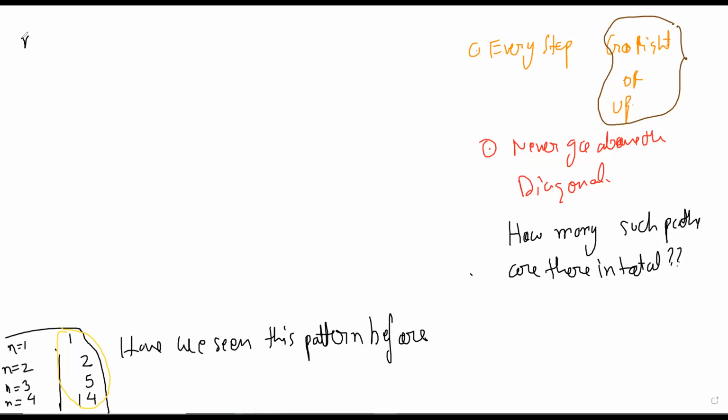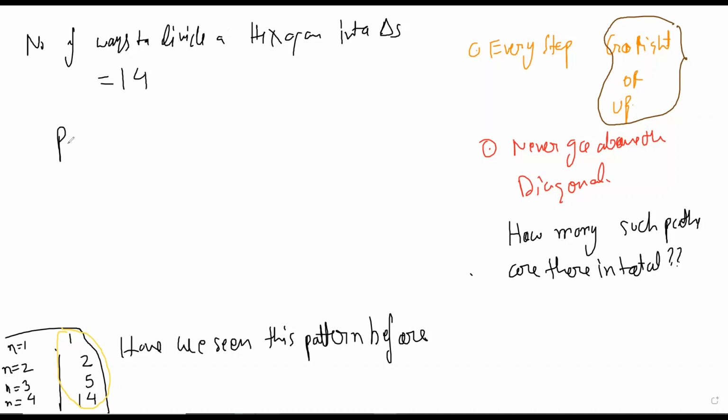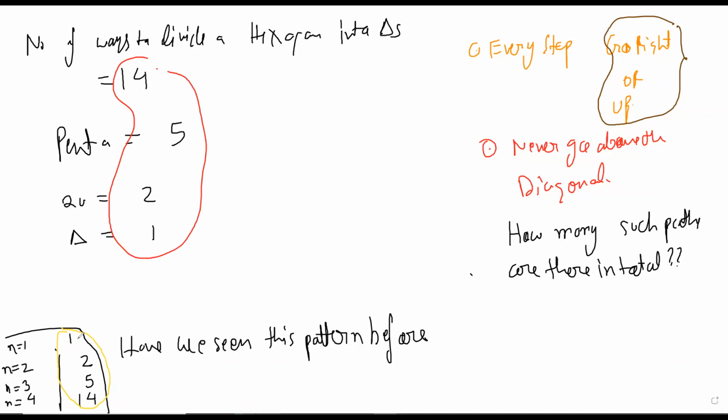So if you remember, the number of ways to divide a hexagon into triangles was also 14. And then for a pentagon, the answer was 5, right? And for a quadrilateral, the answer was 2. And for a triangle, the answer was 1. Ooh, so this sequence of numbers seems to be matching with this. Okay. So does everybody see the pattern, right?